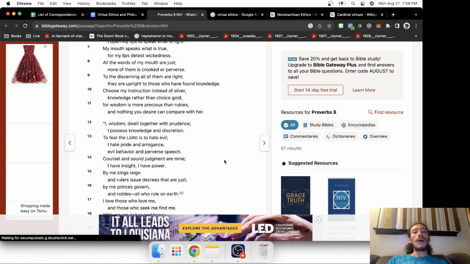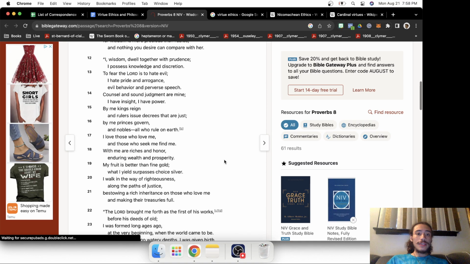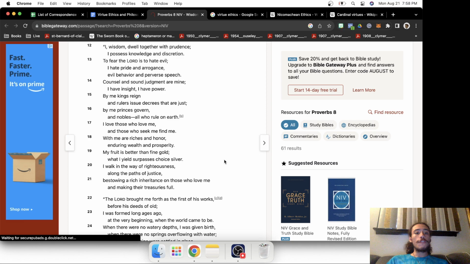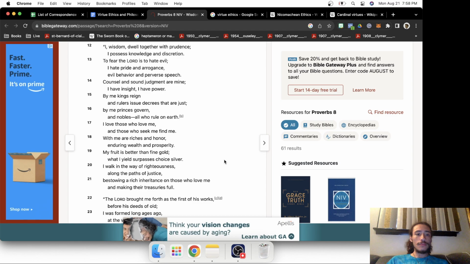All the words of my mouth are just, none of them is crooked or perverse. To the discerning, all of them are right. They are upright to those who have found knowledge. Choose my instruction instead of silver, knowledge rather than choice gold. For wisdom is more precious than rubies, and nothing you desire can compare with her. I, wisdom, dwell together with prudence. I possess knowledge and discretion. To fear the Lord is to hate evil. I hate pride and arrogance, evil behavior and perverse speech.